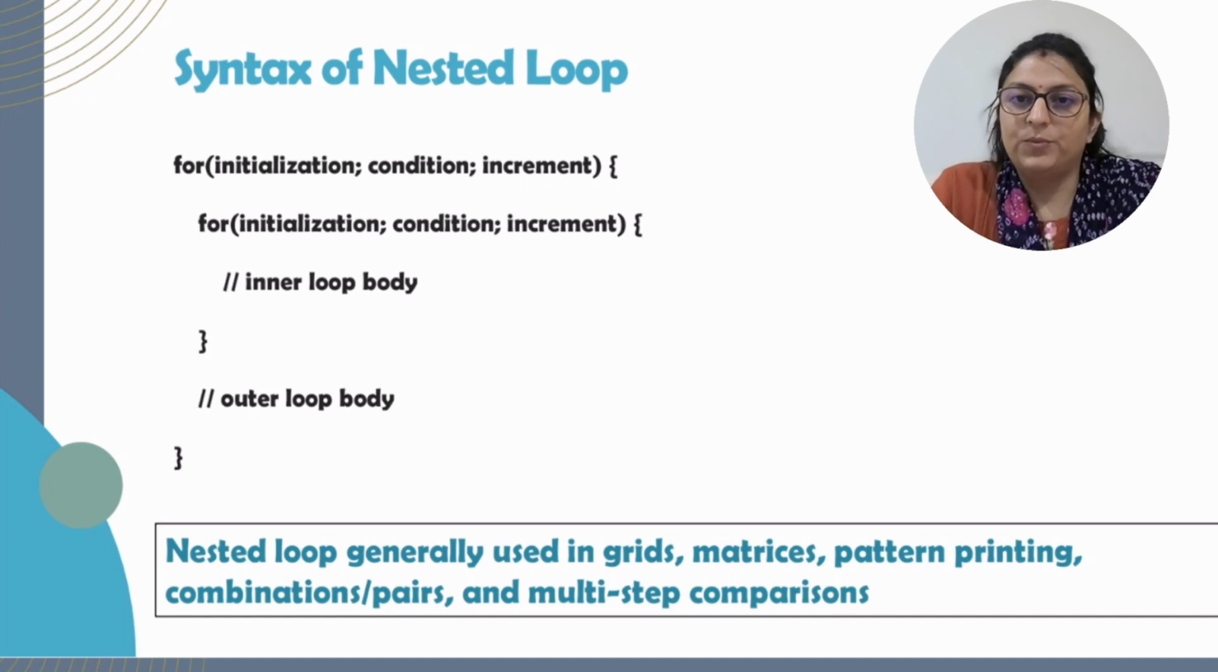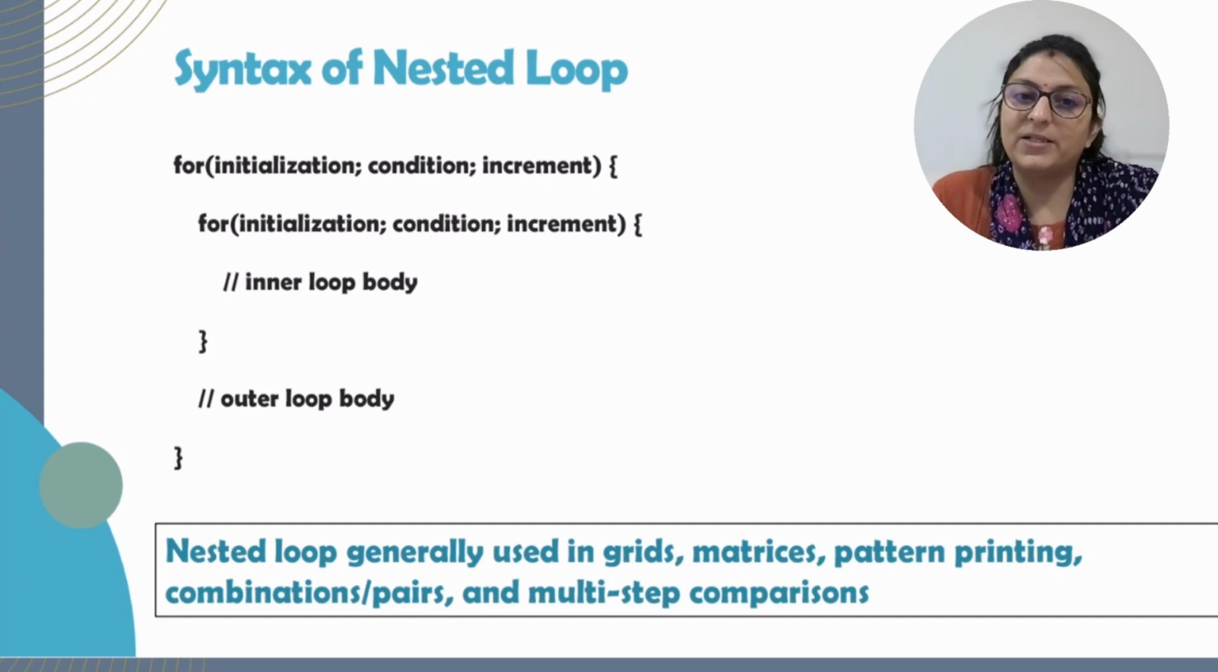So nested loop, that means not only we can use only the for loop. आप कोई भी loop का combination कर सकते हो. For with while, with the do while, for with while. So or you can make while inside the while. Okay, you can make the combination of any loop.